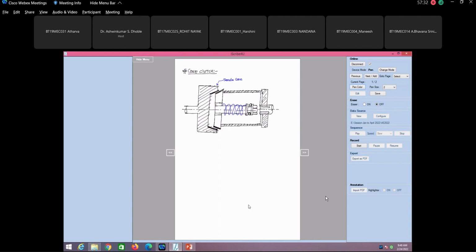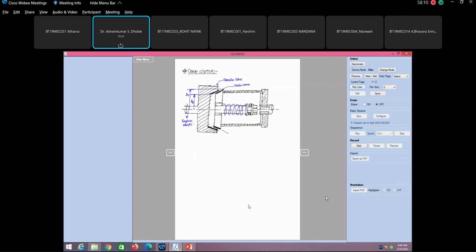So this is basically called the female cone. Then this is the male cone. You can say that this radius is taken to be R2, and this is taken as R1. This is the engine shaft, and the contact angle of this with the horizontal.